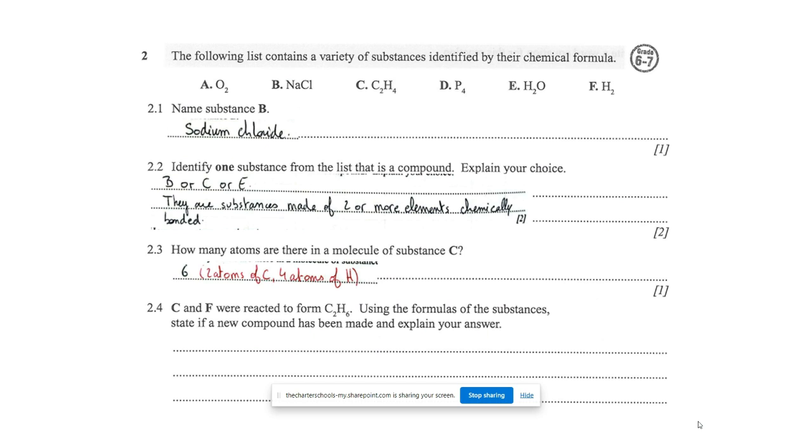C and F were reacted to form C2H6. Using the formulas of the substances, state if a new compound has been made and explain your answer. A new compound has been formed because C2H6 contains 2 carbon and 6 hydrogen. So the 2 hydrogen from F have been added to C.